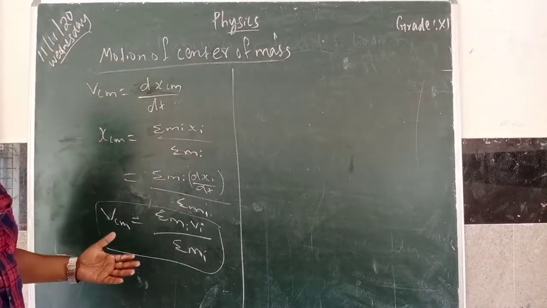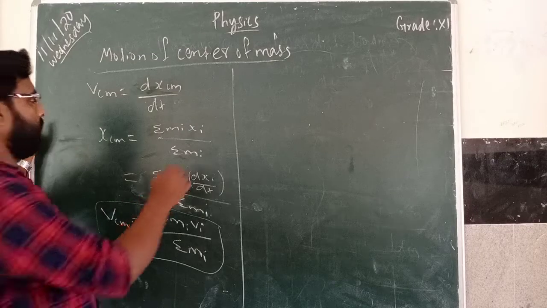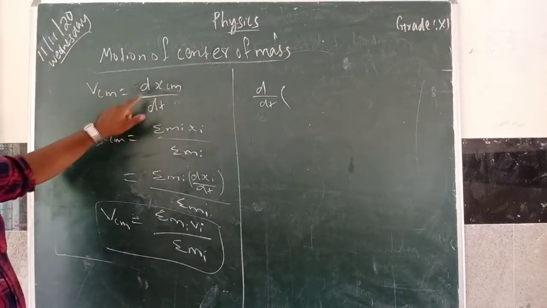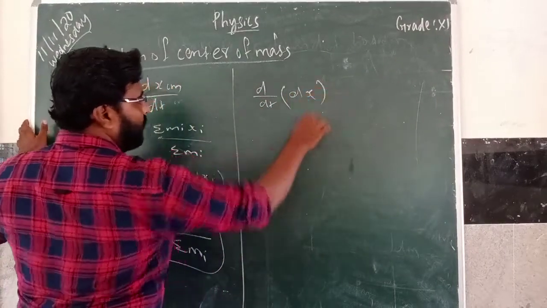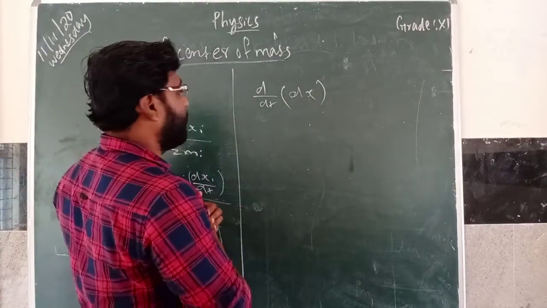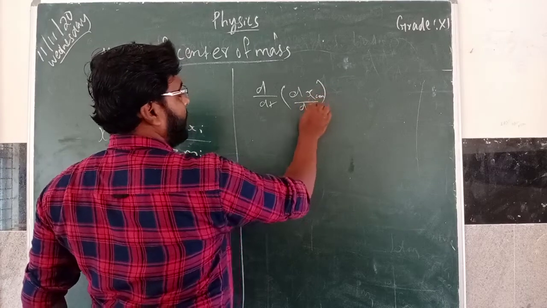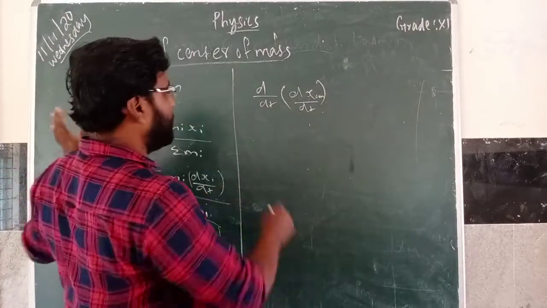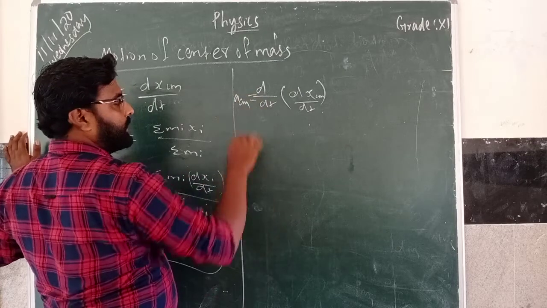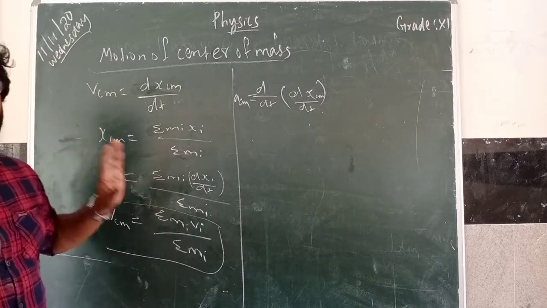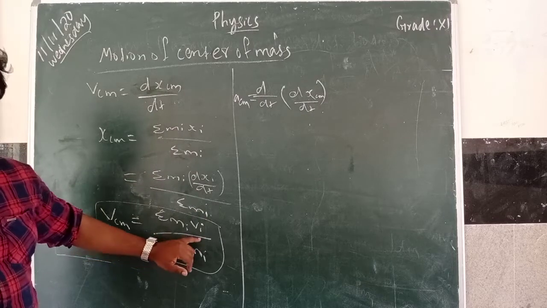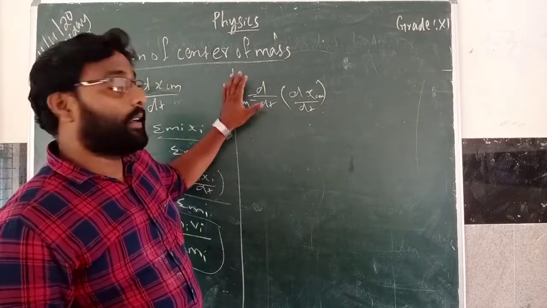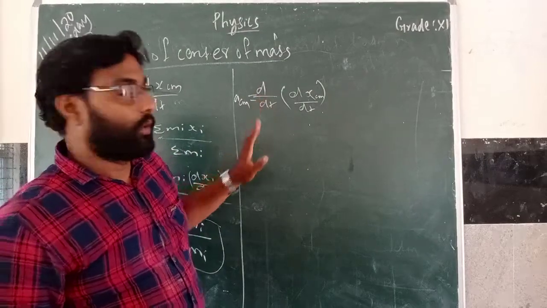Now, if you differentiate one more time, we will get the acceleration. One more time, you can differentiate dxcm by dt. This is the second differentiation. The center of mass formula for velocity is the first derivative form, and now you are finding acceleration, for which you have to write the second derivative form.